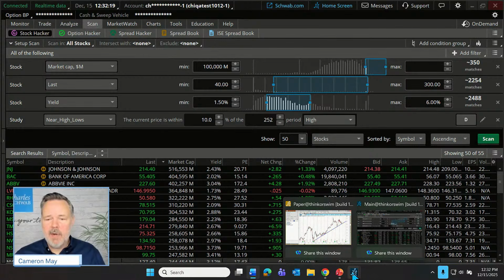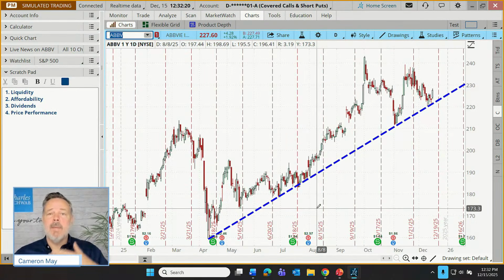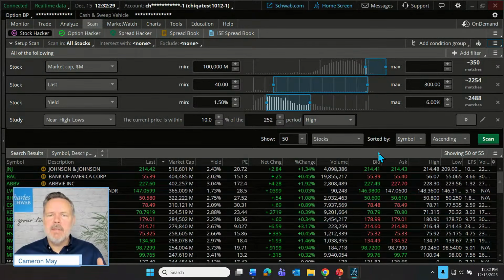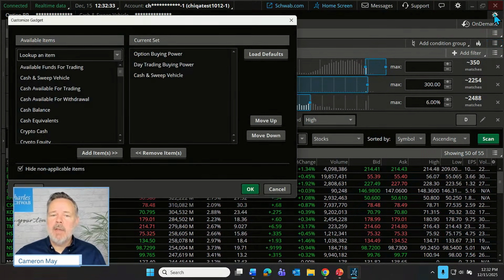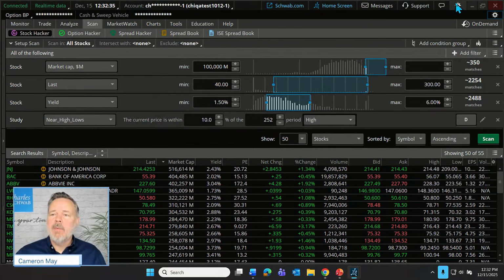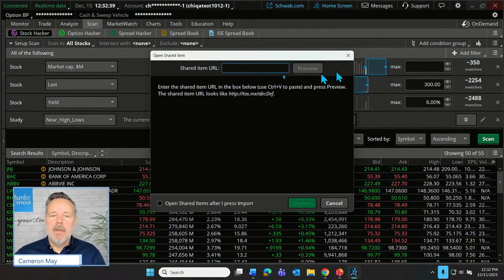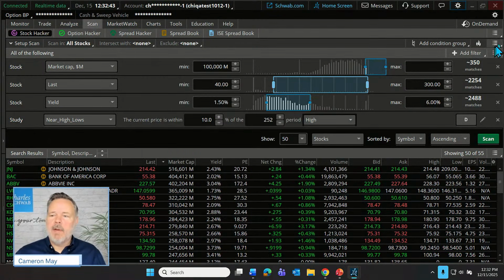I do have the intention when I create these scans. You can just create them at home, following along if you like, or I can share those links. One final note is if you don't know what to do with those links, once they've been given to you, you can just come up here in the upper right-hand corner, not that one, this one, this little gear icon, open shared item, paste it in here, preview, import. Oh, no, sorry.